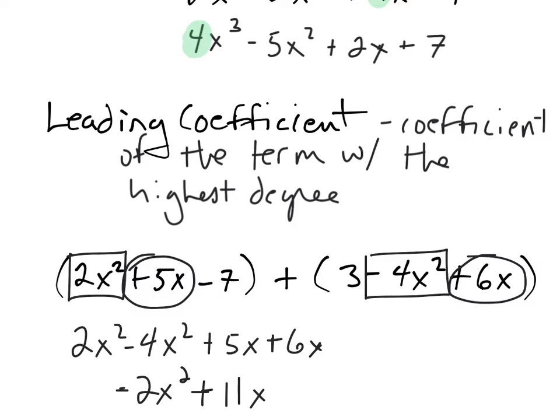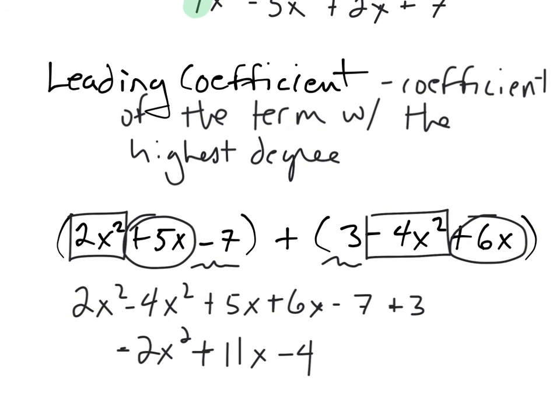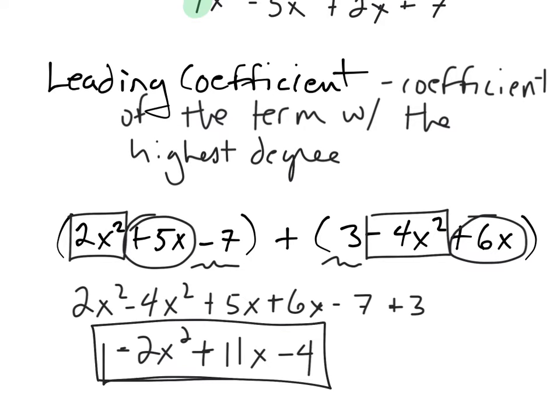All right, and then last but not least, the negative 7. Does it have a like term? Yes, it does, and it's the 3. All right, and so I have negative 7 and then plus 3. Negative 7 plus 3 is negative 4. Then I ask myself, is this in standard form? And the answer is yes, and so this is my final answer. Does that make sense? You just go through, find the like terms, and combine them the way they're written, with the signs included. Right? So far, so good?